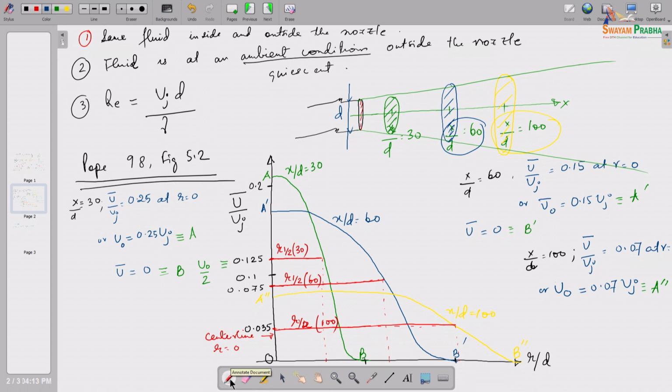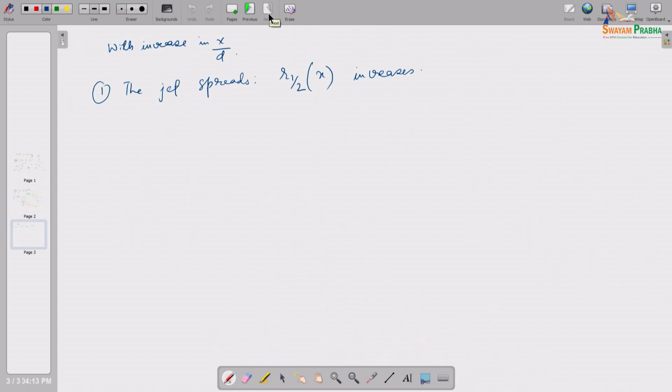Okay. Now, the next thing, what else do we see, right? When I look at this central line velocity, the question is, how is the central line velocity behaving, because my r half will depend on that. Okay. Now, at x by d of 30, the central line velocity is located at the point A, at x by d of 60 it is located at A dash, which is less, and at 100 it is located at A double dash, which means that the jet is also decaying. Jet is also decaying, in the sense the central line velocity is decreasing with the increase in x. Right? Is that a fair thing to write?